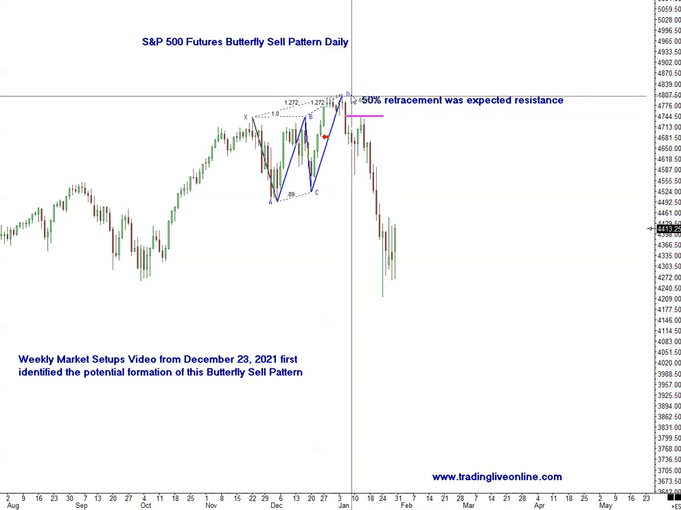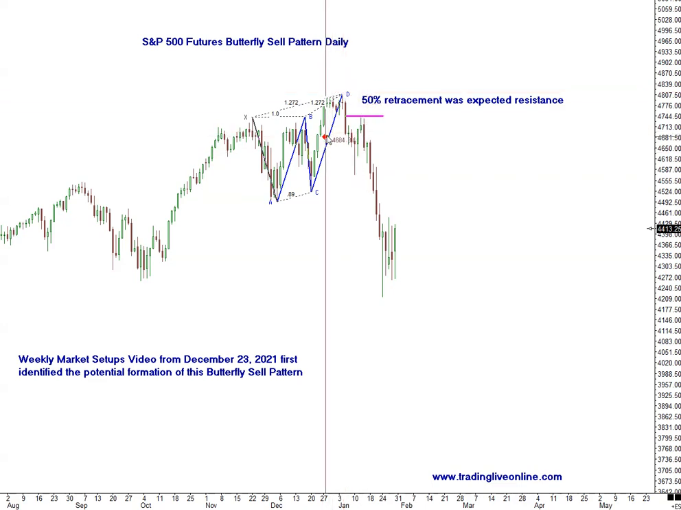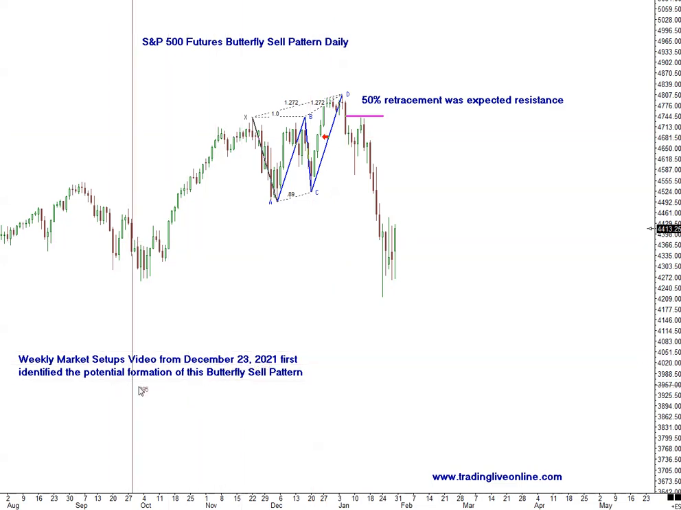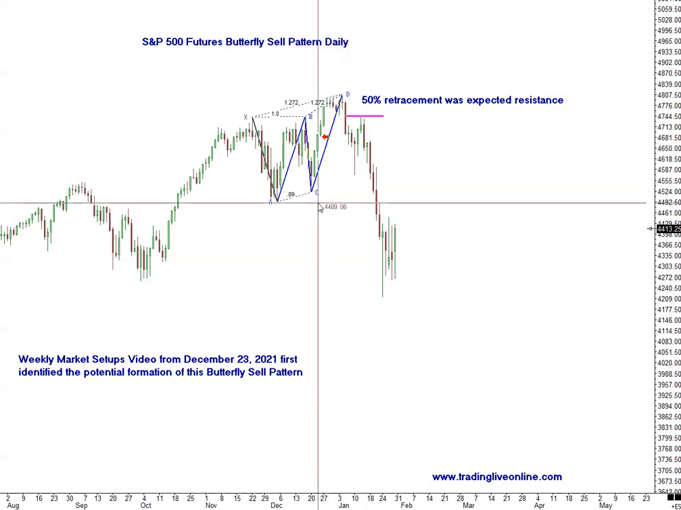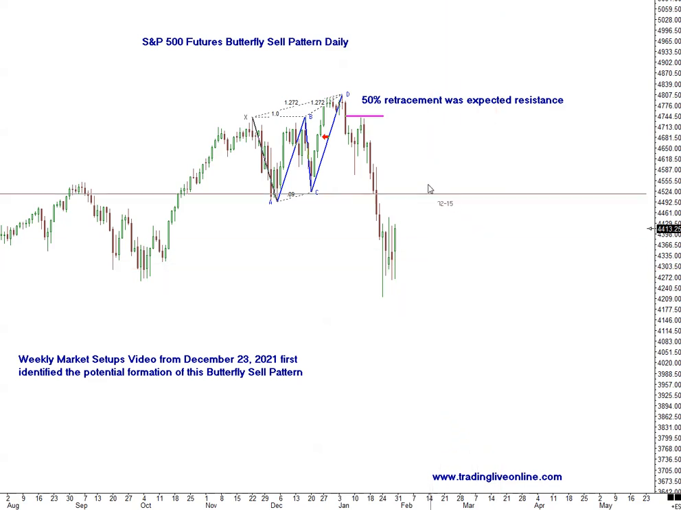Another benefit of this pattern is that we can find where these completion areas are in advance. As an example, where this red arrow is, this is where we first started identifying this pattern back in December on my weekly market setups video. And this video, as I mentioned, is one where we do our trade preparation for the upcoming week, and we look at the indexes, and then we scale down from there to different ETFs and stocks in different markets.